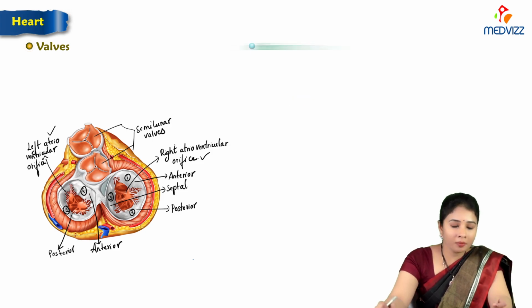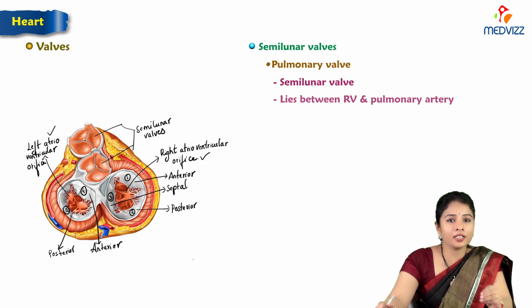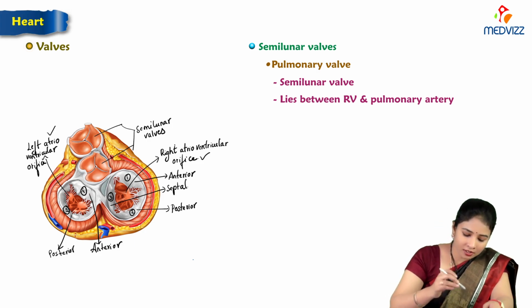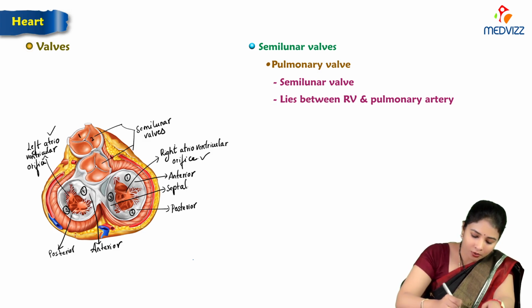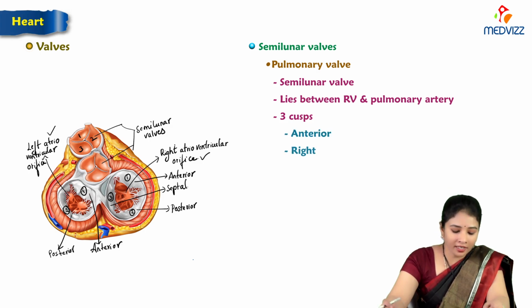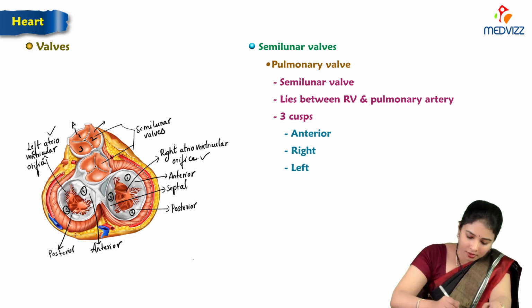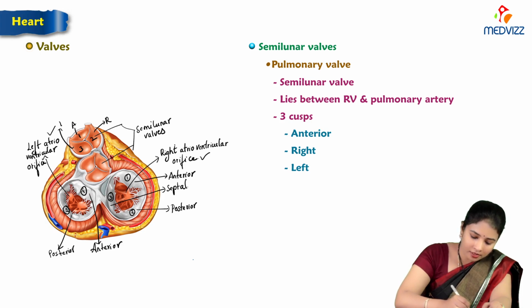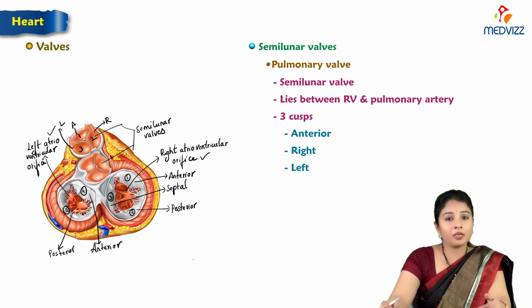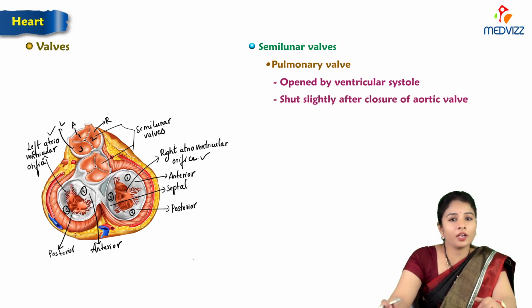Let us discuss the semilunar valves also. The pulmonary valve is the semilunar valve which lies between the right ventricle and the pulmonary artery. So if you see, this is the pulmonary valve having 1, 2, 3 semilunar cusps. There are three cusps, anterior, right and left. This is anterior, here is right, this is the left, of the pulmonary semilunar valve. It is opened by the ventricular systole and shuts slightly after the closure of the aortic valve.